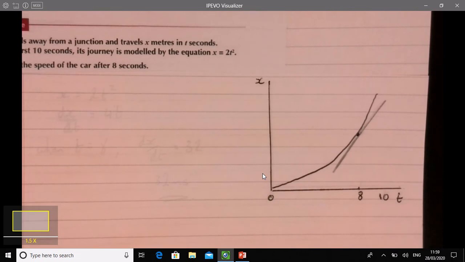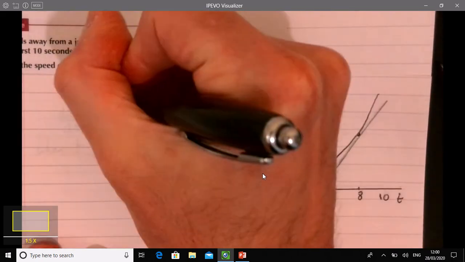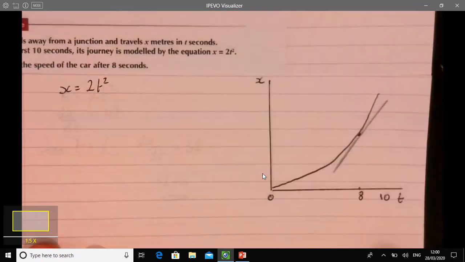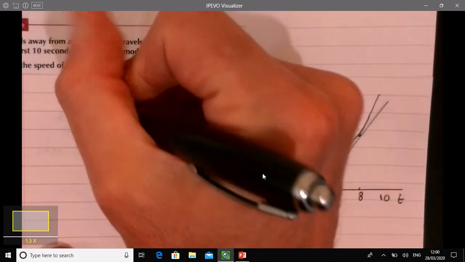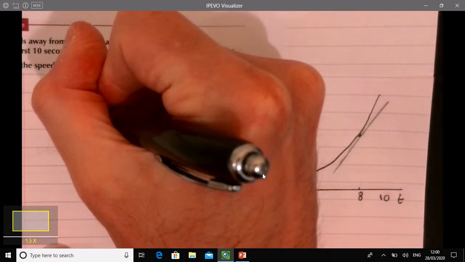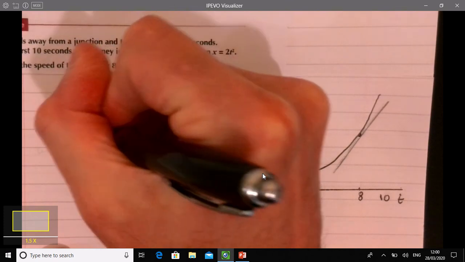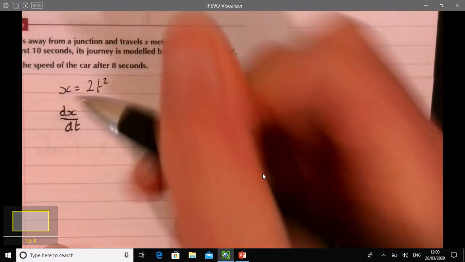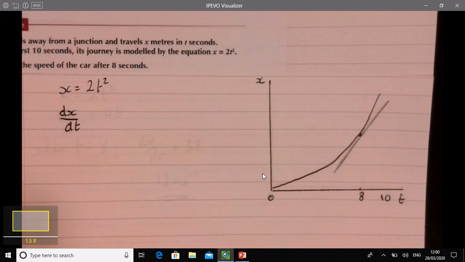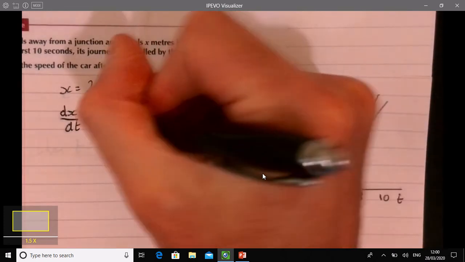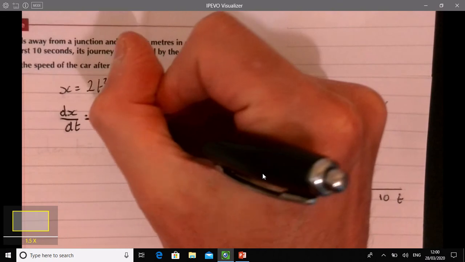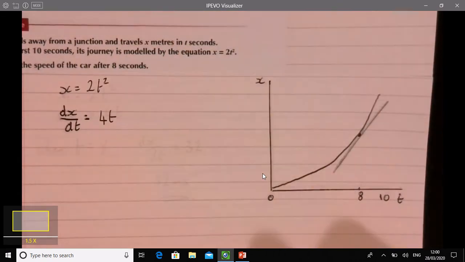So what's it asking us to do? Let's write it down. We've got x equals 2t squared. So rather than writing dy over dx, our first order derivative here, we write dx over dt. Like I said, if this was a y and an x, you wouldn't panic. Lots of people now panic. It's exactly the same. What's that going to be? 4t.